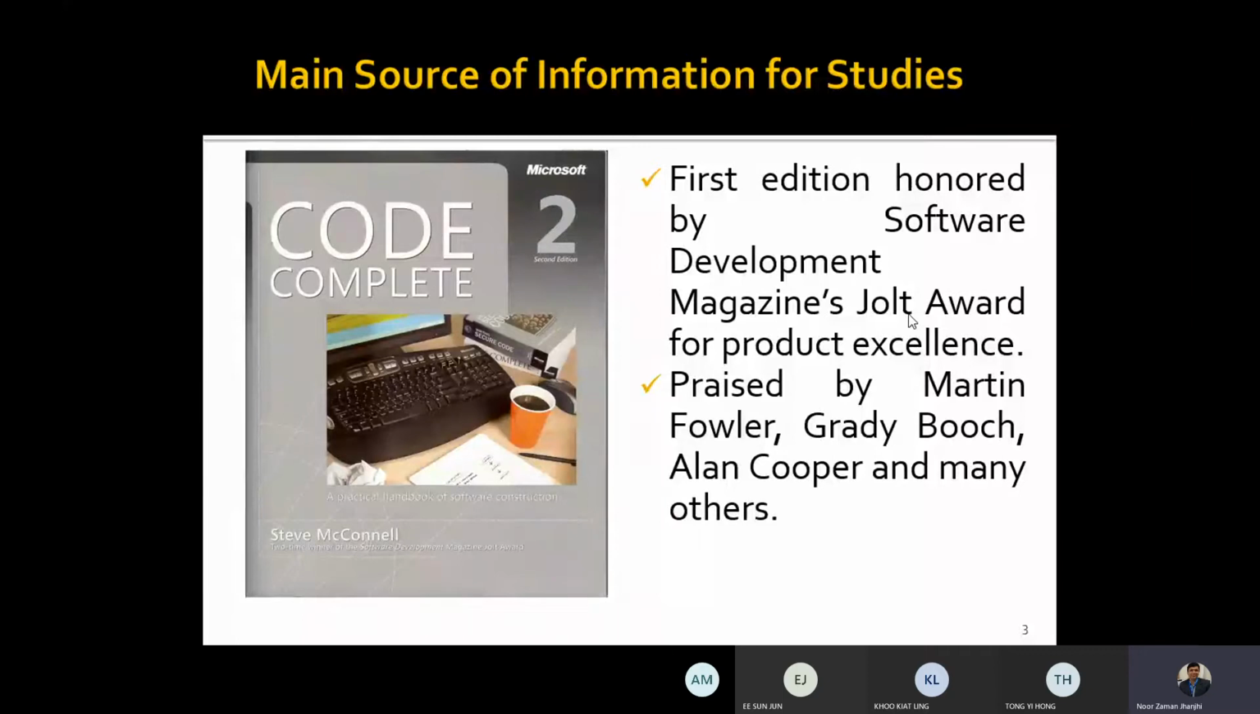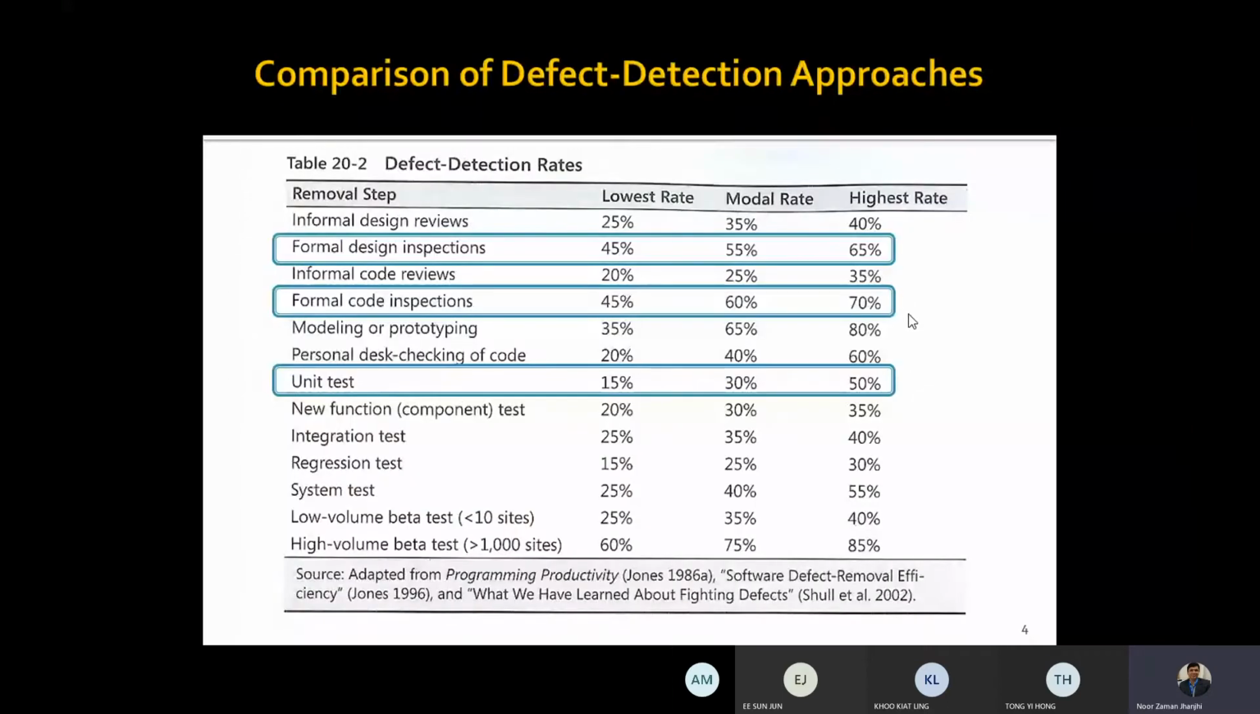So he said that the main source of the information, what he noticed, that is the code complete from the Microsoft, second edition. So we can even consider anything else, but this is just only what he referred for this presentation. Now, he's saying that the comparison of the defect detection approaches. So first of all, we have to understand what are the different approaches and what are the different defects.